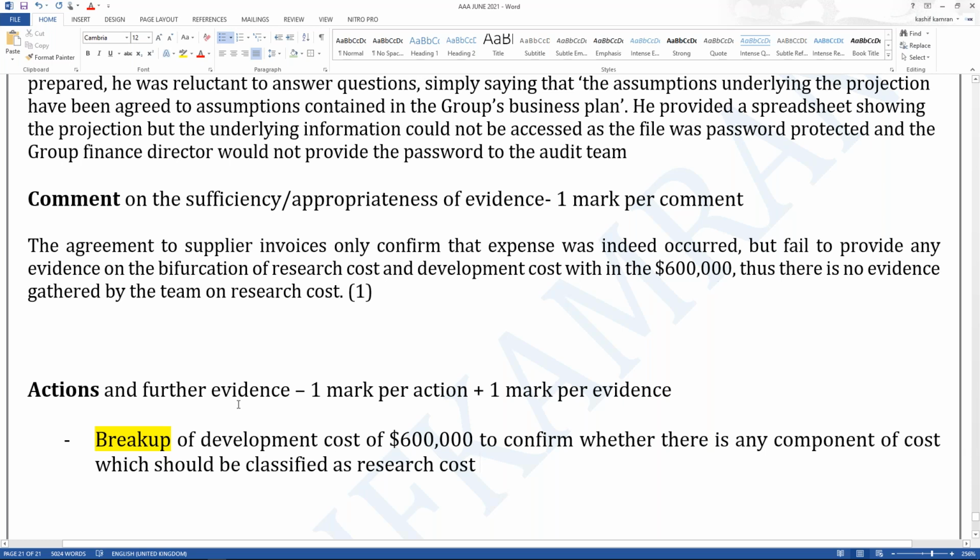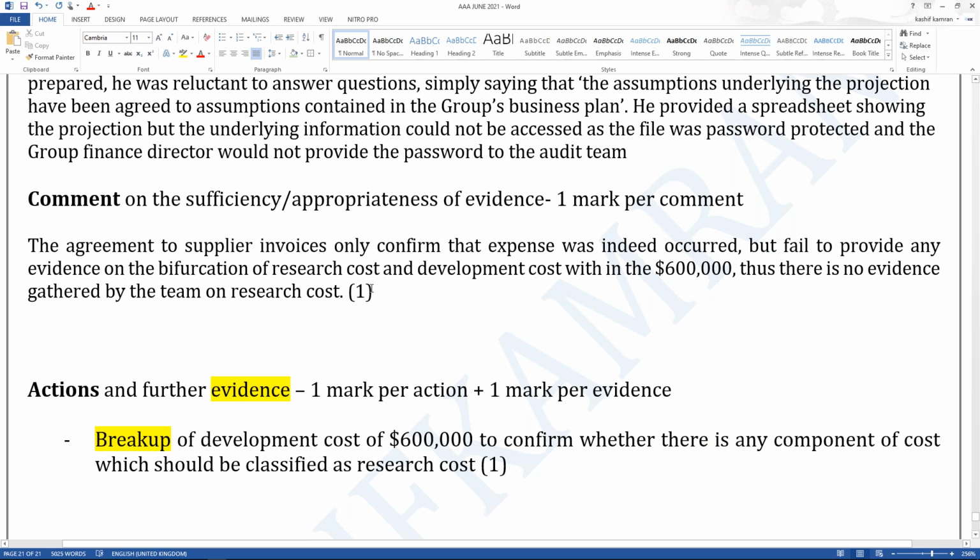So we took a breakup, right, of the development cost. So is that my evidence breakup? Will there be a breakup in my working paper file as a further evidence? Everyone agrees to this? And is everyone clear? We never write the word copy of breakup. We directly write the word breakup in the exam paper, right? So we get 1 mark for evidence, right? So 2 marks out of 11.